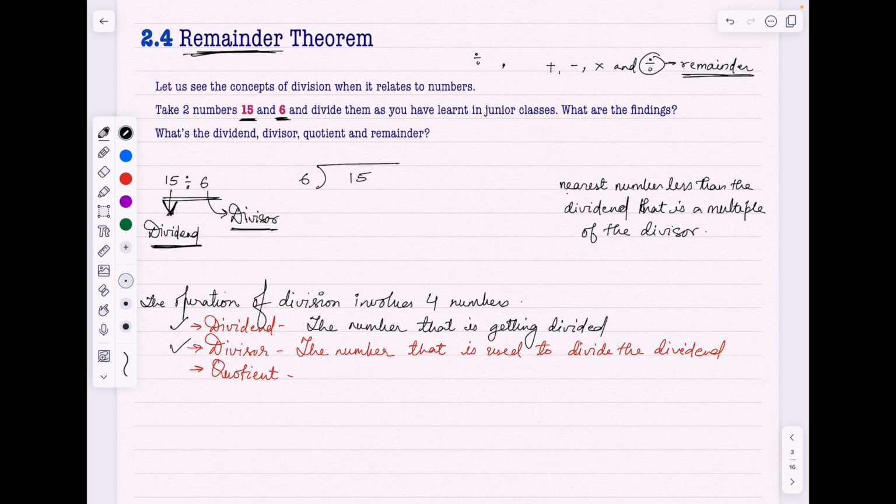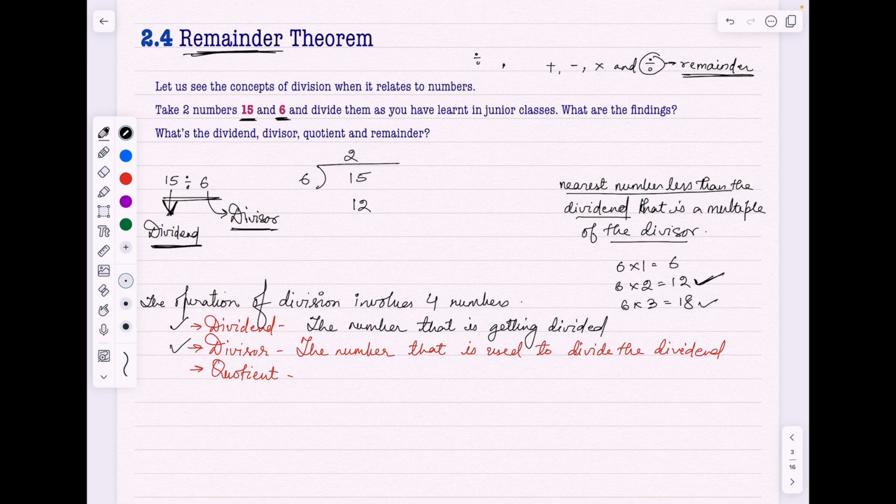You want to find the nearest number less than the dividend that is a multiple of the divisor. The divisor is 6. We know 6 into 1 is 6, 6 into 2 is 12, 6 into 3 is 18. Since 18 is greater than 15, we cannot take that. We have to take the number that is either equal or nearest but less than. So we take 6 into 2, and we write 2 here.